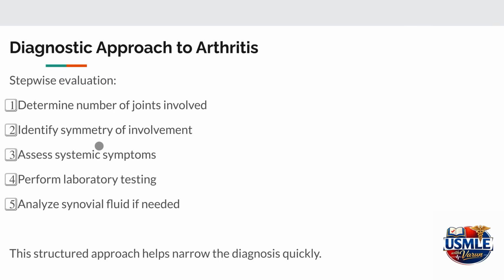So, whenever a patient presents to you with suspected arthritis, first ask the patient how many joints are involved. How many joints do you have pain in? After that, the next question is whether the joints on both sides are involved. So if a patient says that they have been experiencing right knee pain, also ask if there's any symmetry, if there's left knee pain or not. After that, assess systemic symptoms like any recent fevers or infections, and then we can perform laboratory testing and analyze synovial fluid if it's available.